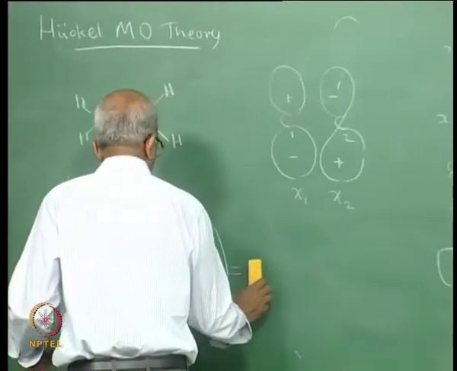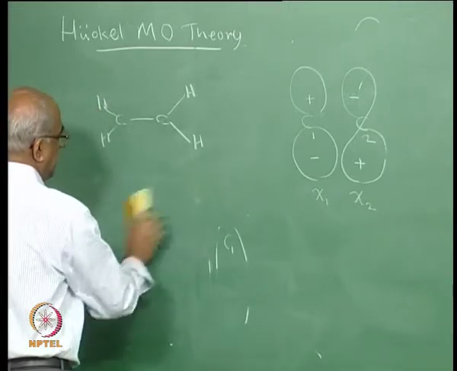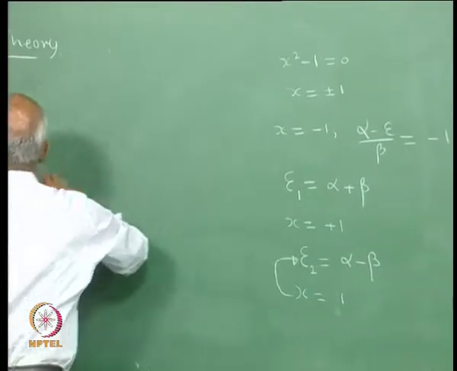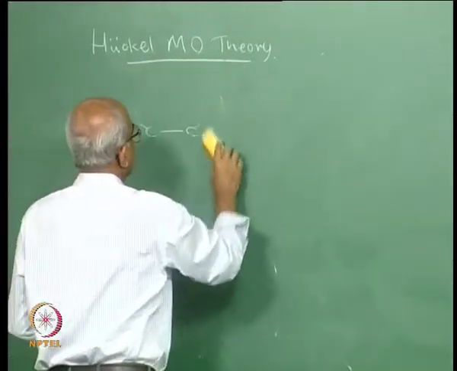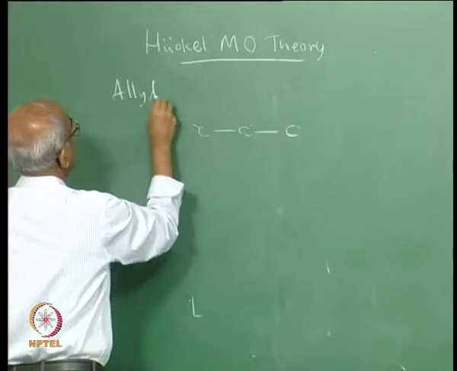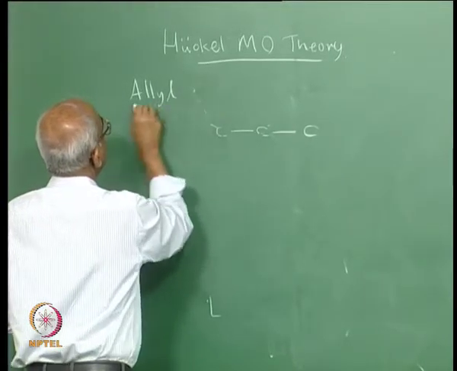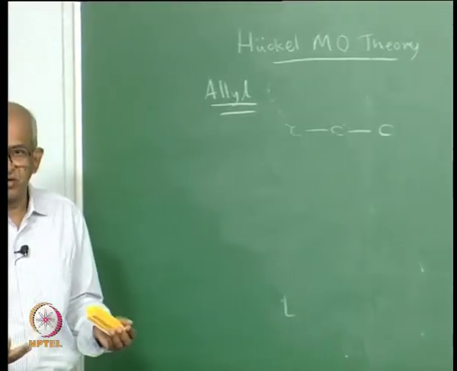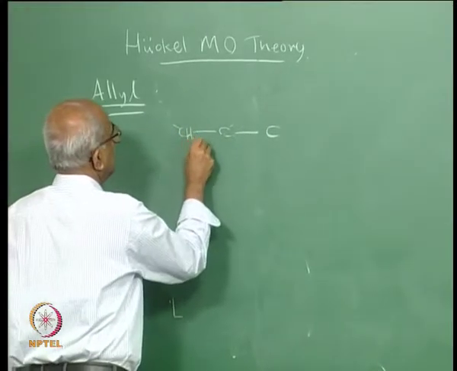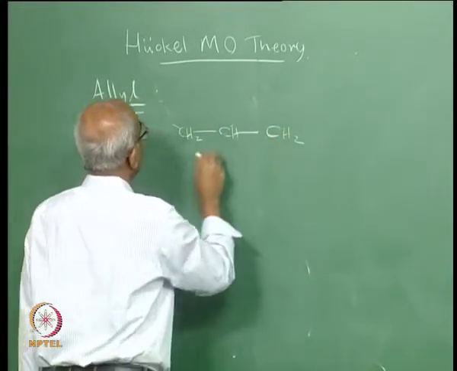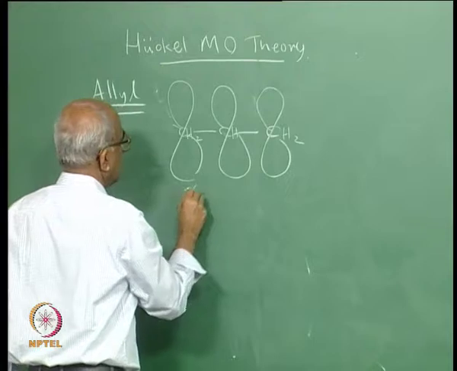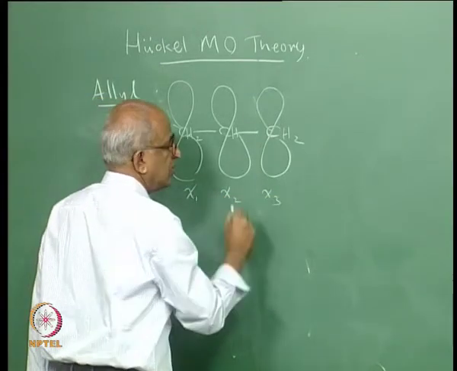So, now suppose I think of the next system. Well, I would like to think of a system which contains 3 carbon atoms, and so I will say that I have 3 carbon atoms. The system will be allyl. For example, it could be allyl radical, or it could be allyl cation or allyl anion. Okay. So, you will have a CH2 here, CH and CH2, and you will have 3 unhybridized p orbitals. You can call them chi1, chi2, chi3.